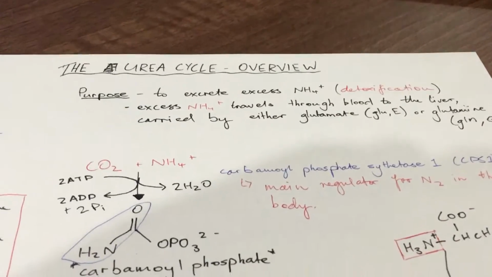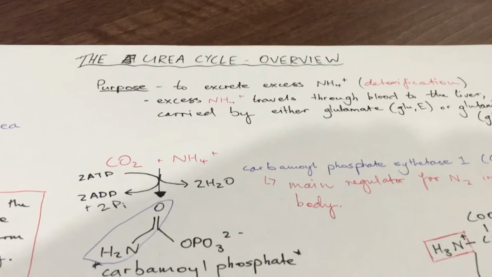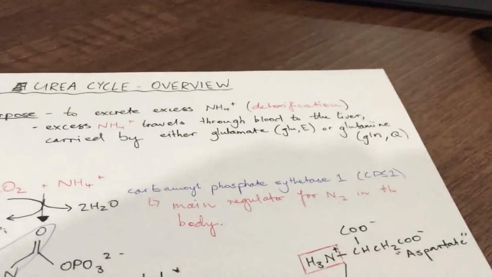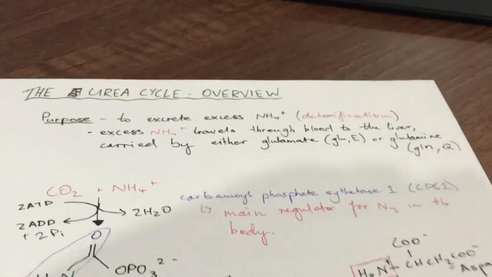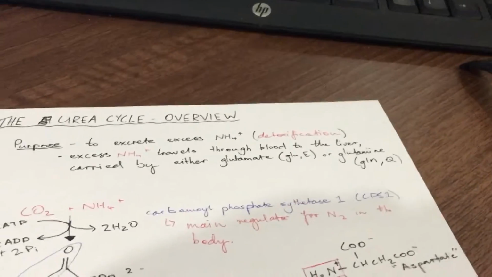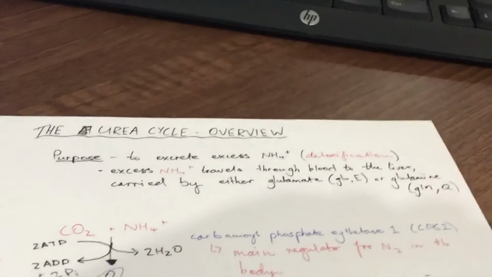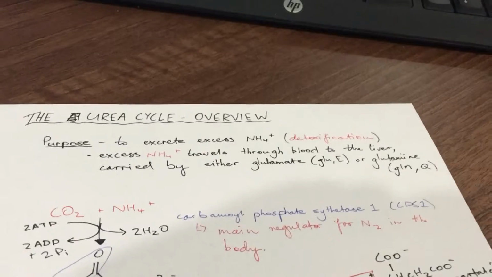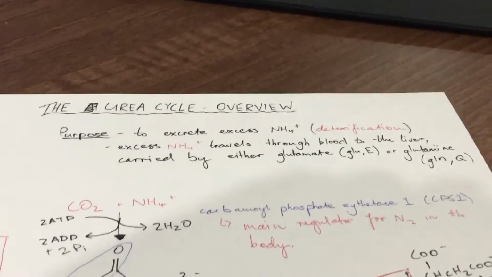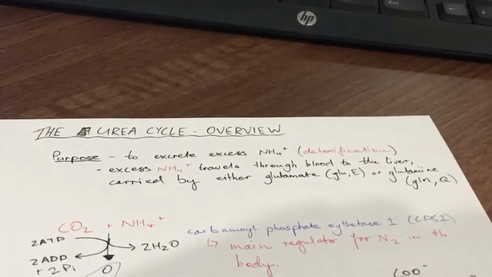So fish and amphibians are able to get rid of it quite readily, whereas with humans, we need a process to convert this toxic molecule into something that's non-toxic so that we can get it out of our bodies. The main goal of the human body is to maintain homeostasis and keep you alive, which is what you would have been learning in the last few weeks.